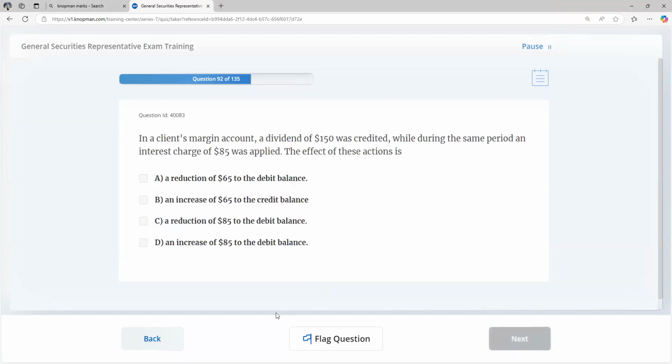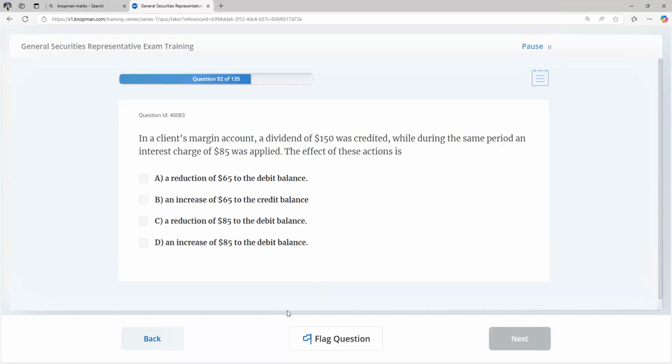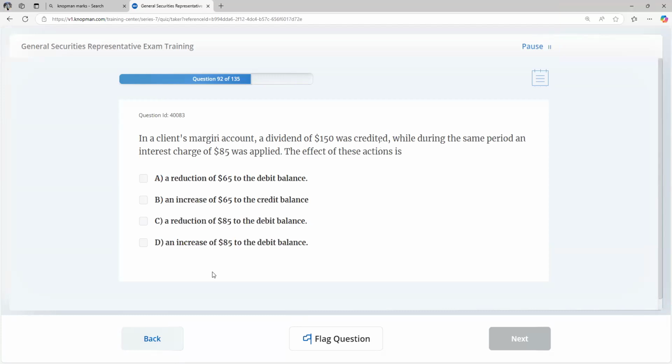In the client's margin account, a dividend of $150 was credited, while during the same period, an interest charge of 85 was applied. The effect of these actions is, a dividend was created while during the same period an interest charge of 85 was applied.